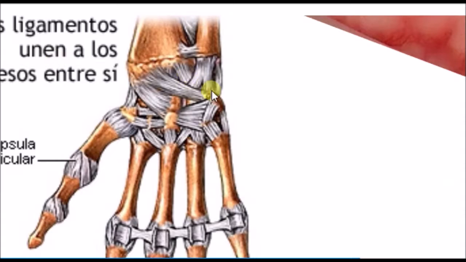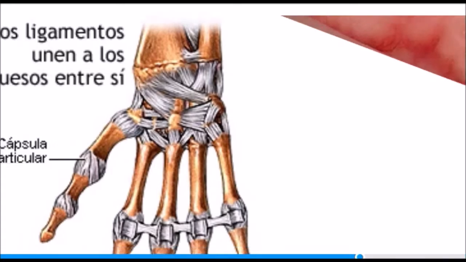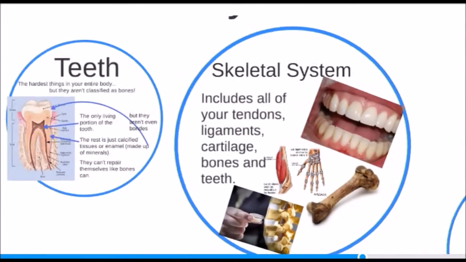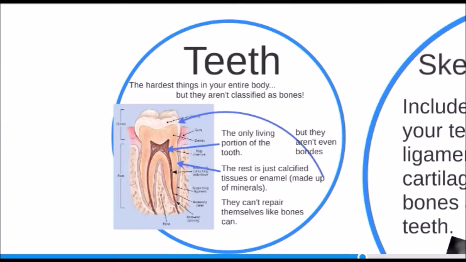Them bones, dry bones. All right, so teeth are actually the hardest things in your body. They're not actually classified as bones because the hard part of it is not living. Your bones are made up of living cells, even though they're kind of hard and calcium-like. No, go back. We want to look at the tooth some more. So here's your tooth.